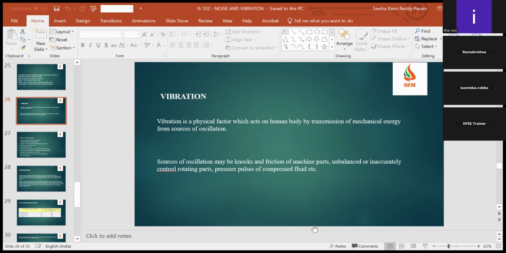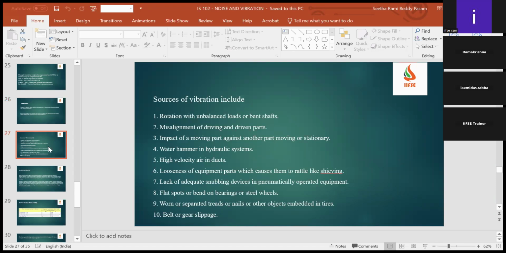Somebody is asking about the pressure pulses. It is basically the difference in pressure, sudden increases and decreases of pressure in compressed fluids. It's like our blood pressure, how it goes up and down if suddenly you hear sad news or bad news, or good news. In the same way, if there is a sudden decrease or increase in pressure pulses from compressed air, we can feel that vibration.